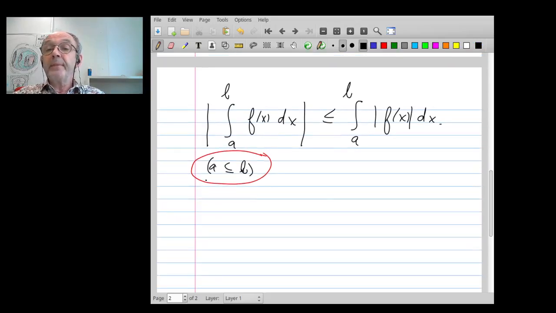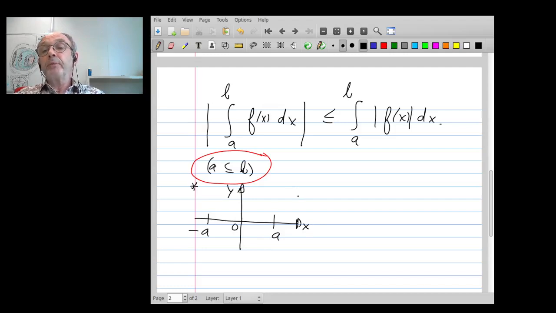Now, what can we do further on? If you are integrating your function f on some symmetric interval around 0, so here you have your interval from a to b symmetric around 0, and your function f is an odd function.